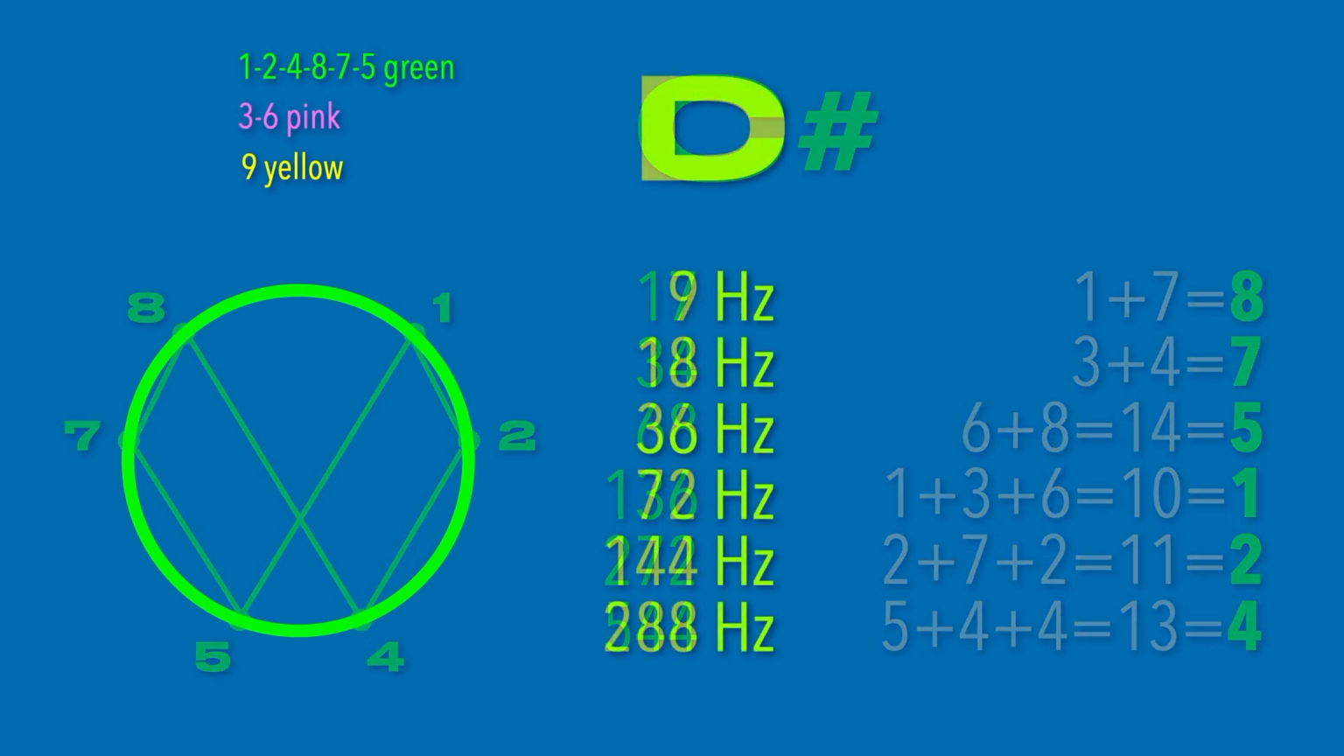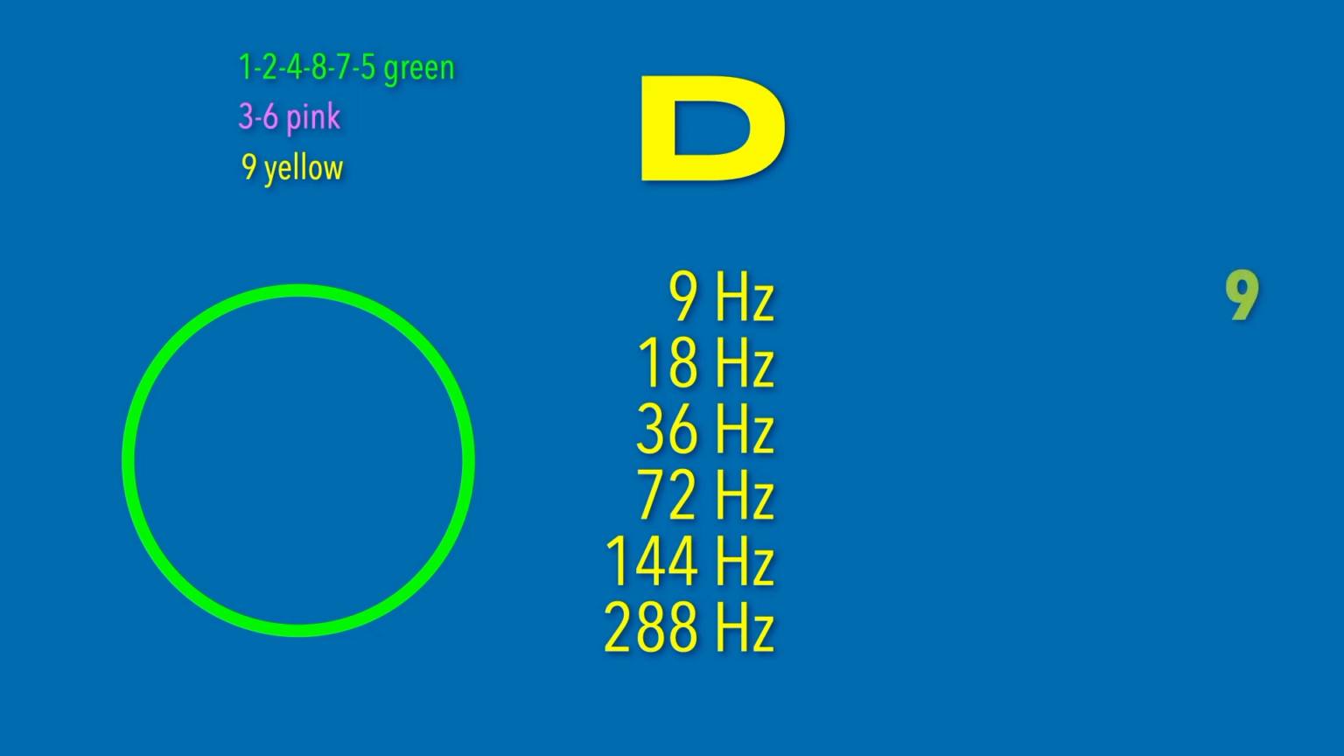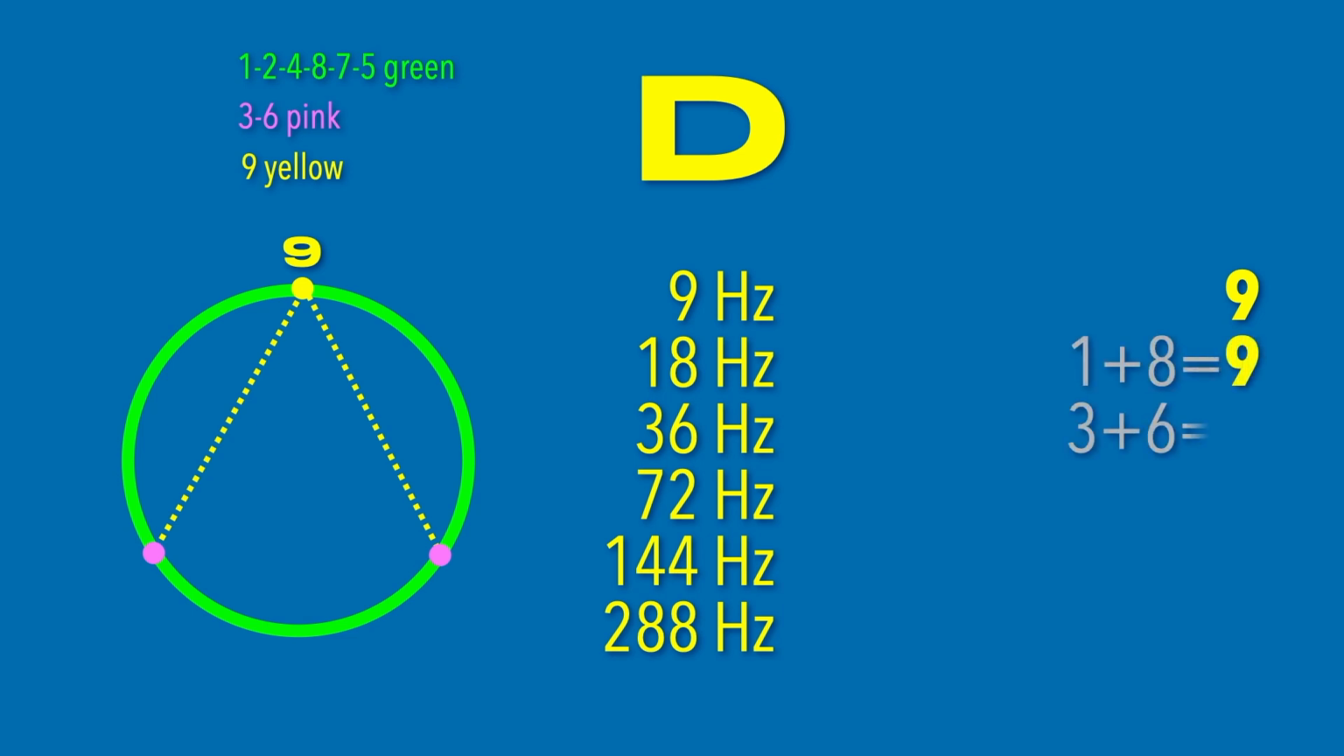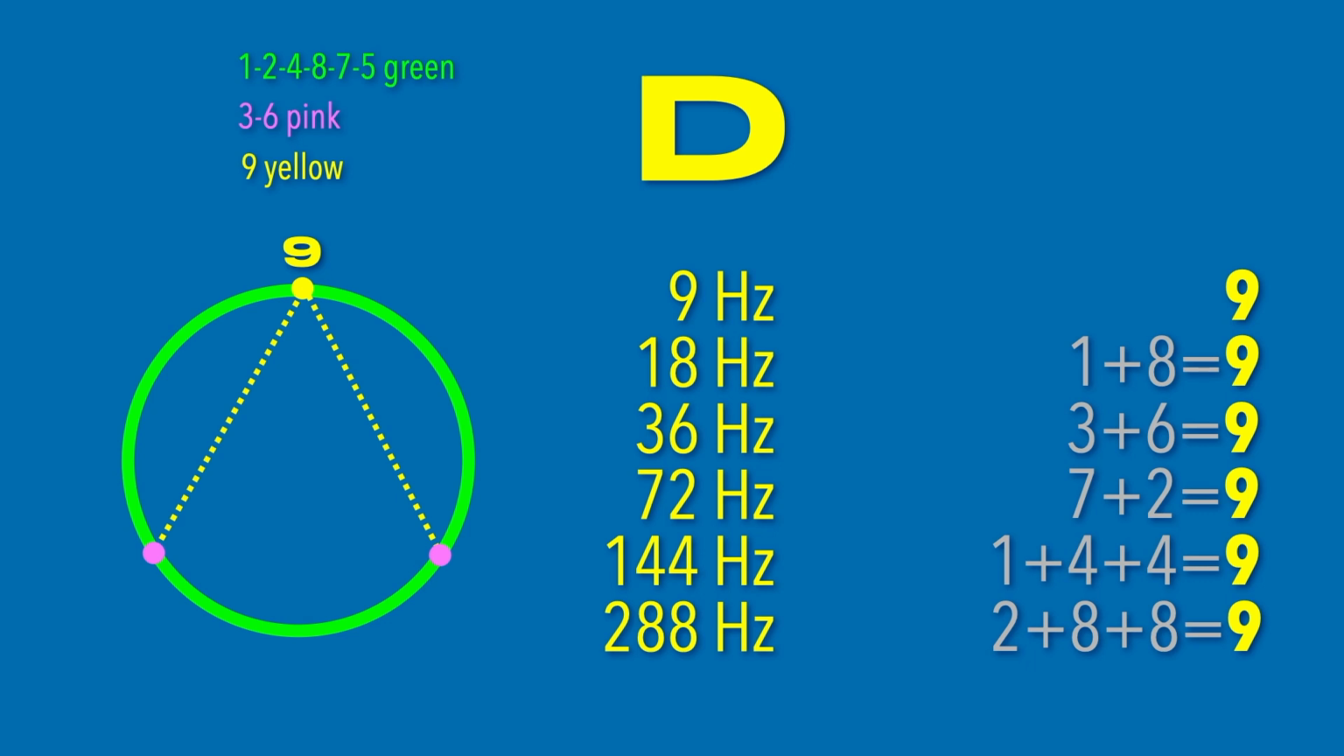The next note is D at 18 Hz, which is the second octave of the D originally generated at the 9th harmonic. The note of D is very different from the notes of C and C sharp because, as you can see, every octave of D expresses the power of 3, reducing in every case to the number 9. Any note reducing to 9 will color yellow.